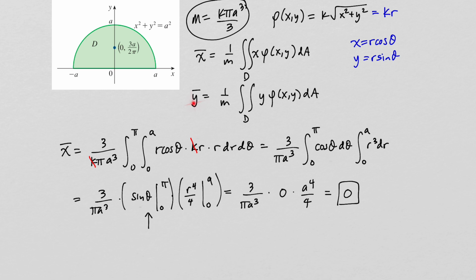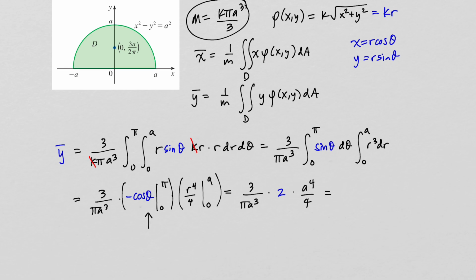Now when we find y bar, everything is going to be the same except we're plugging in y, and y is r times the sine of theta. So the only thing that's going to change here is this cosine is going to become a sine, and then everything else is identical. So let's go ahead and try to squeeze in that change.